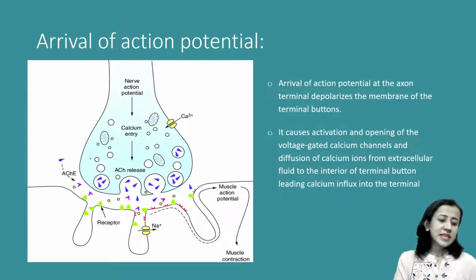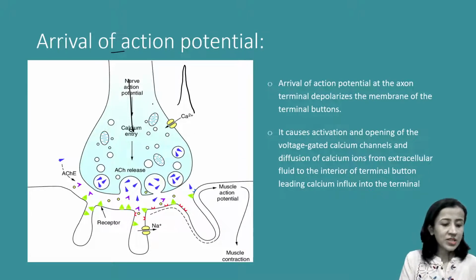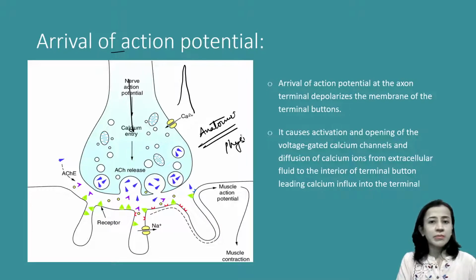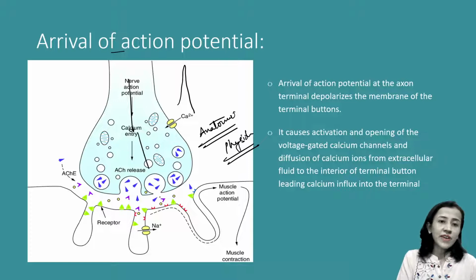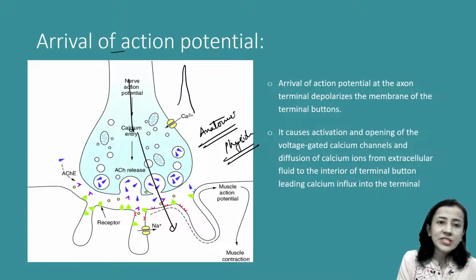Now, we will discuss the steps one by one. First step, that is arrival of the action potential. You can see here, this is the action potential. As we all know, depolarization, repolarization. So this action potential comes at your presynaptic membrane. Fine. Now, as I told you, these presynaptic and postsynaptic membranes are not anatomically continuous. No anatomic continuation is there, only physiological. Physiological means for the transmission of the action potential, there is continuation.